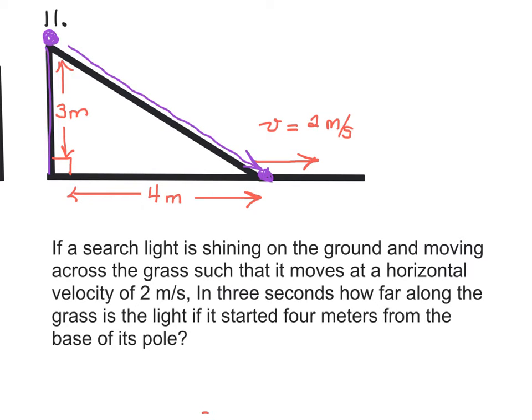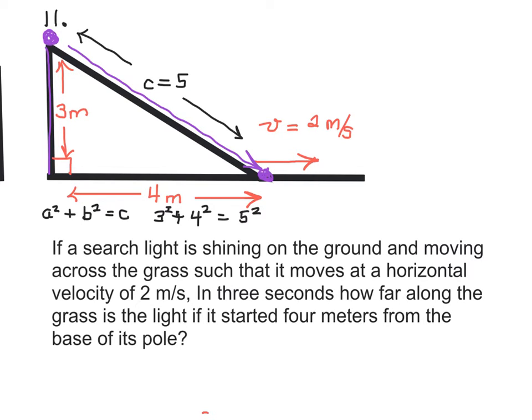So this is a related rates problem. And if we do the calculation with Pythagorean theorem, where we say a squared plus b squared equals c squared, we'll know that this length here, which is c, is 5. And that's a 3, 4, 5 triangle. In other words, 9 plus 16 is 25, and that's 5 squared. So we have this length here.